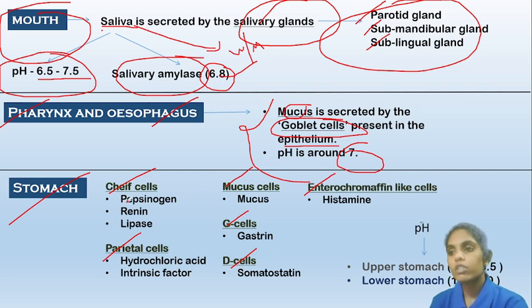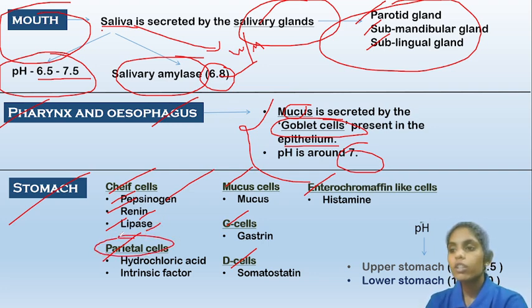The chief cells secrete three types of enzymes, that is pepsinogen, renin, and lipase. Now this pepsinogen is a protein digesting enzyme. Renin is also a protein digesting enzyme, but it will particularly digest the milk proteins, that is the casein. Casein is a milk protein, and this renin will help in digesting that milk protein, and the lipase is involved in the digestion of lipids.